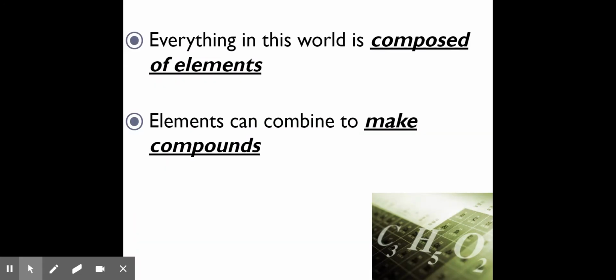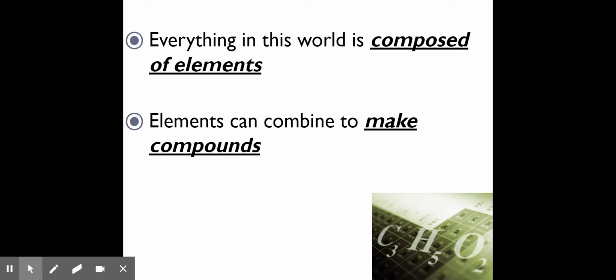First of all, everything in this world is composed of elements. We can find all the details of all the elements in the periodic table. There are totally 118 types of elements. And with all of those elements, they can combine together to make compounds. A compound is a chemical that contains more than one type of atom. They do not just simply stay together, they are chemically bonded together.